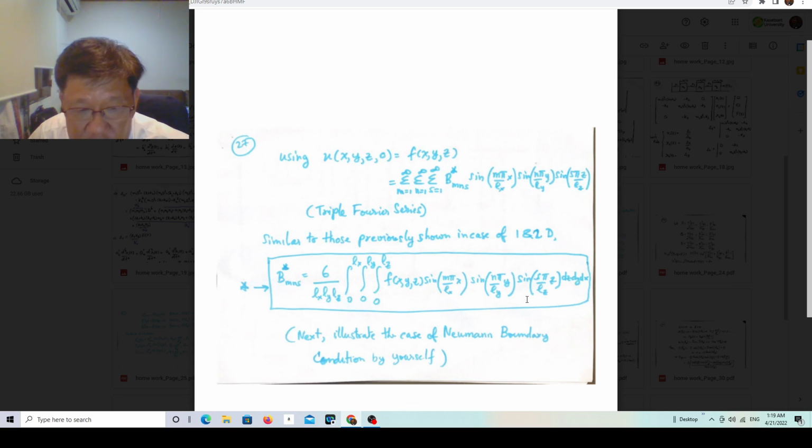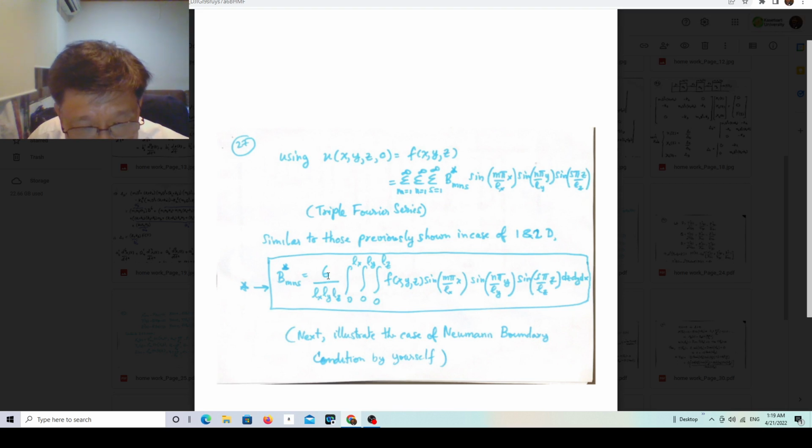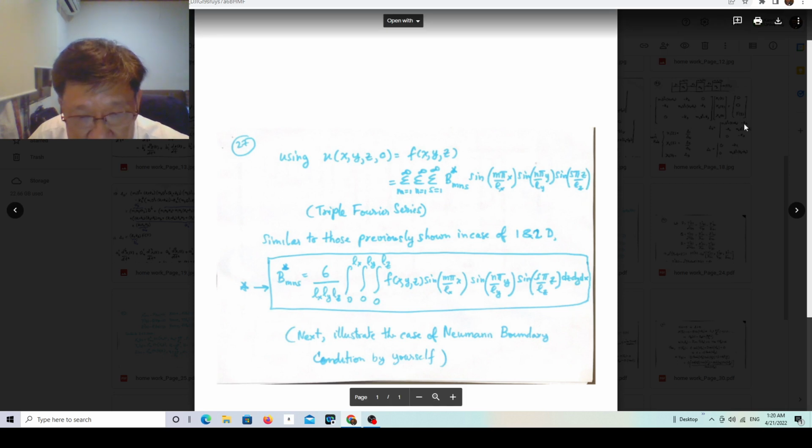Also you know that with the Dirichlet condition you end up having the coefficient in terms of the sine function, but for the Neumann condition you just change the sine to the cosine function in a similar fashion. You can see that this is a mistake, it should not be 6, it should be 8. This coefficient can be found using the extended analysis that we did from one-dimensional and two-dimensional, extended to three dimensions.